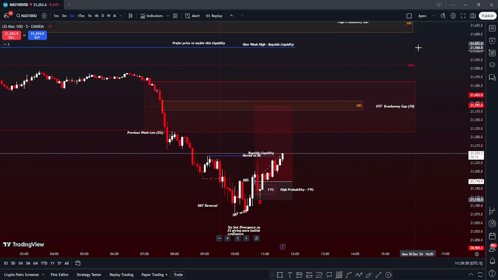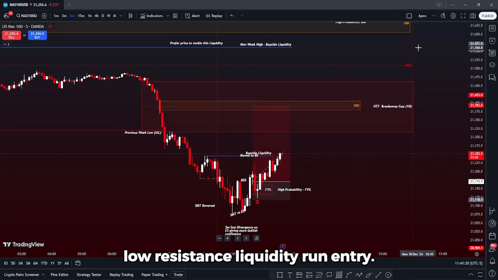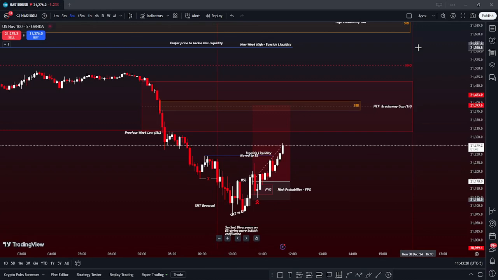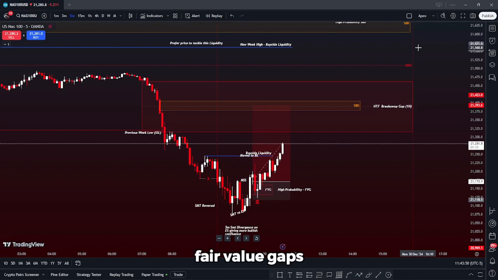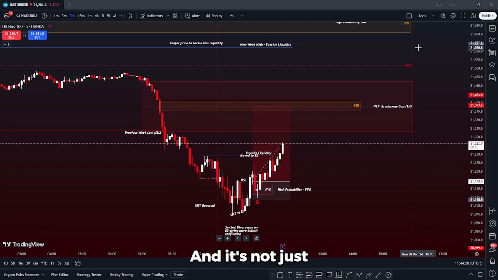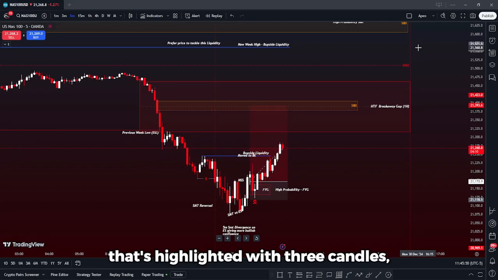not looking for just any old pattern. You know, you're all learning my fair value gap. Not every little gap constitutes a low resistance liquidity run entry. Many times it could be just filling it in, because it's a common gap. Fair value gaps are part of an underlying logic, and it's not just a small little separation that's highlighted with 3 candles.